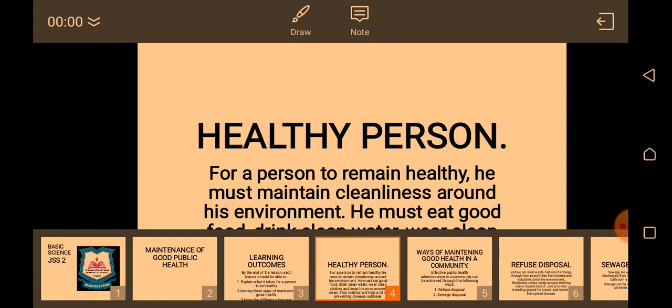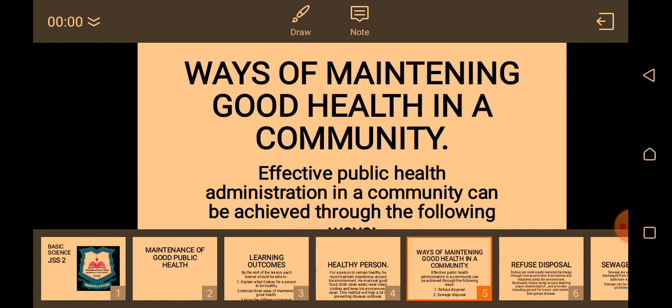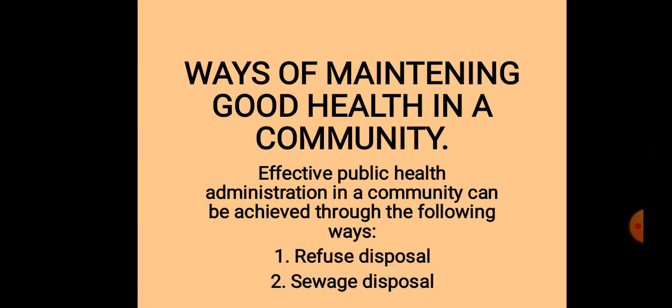Let's look at the ways we can maintain good health in a community. What is a community? A large place, a large society of people. A number of people living in a particular place is what you call a community. One person does not make a community. It is when you have more than 2, 3, 4, 5, in tens, in 20s and 30s of people that you call such a place a community.